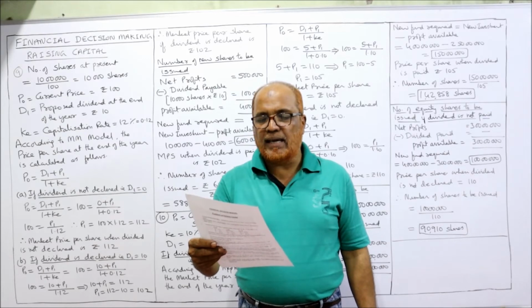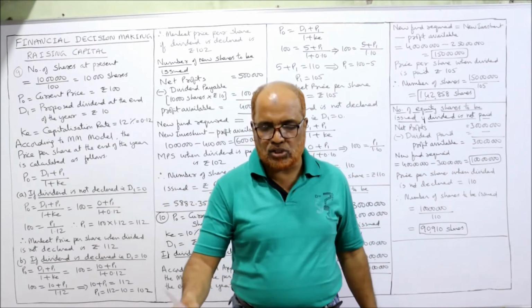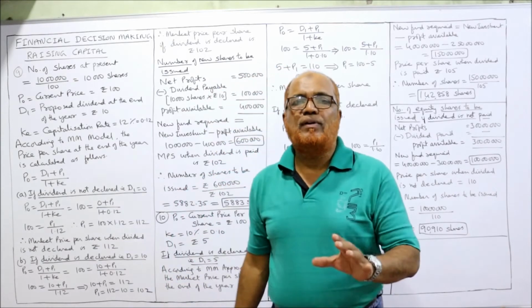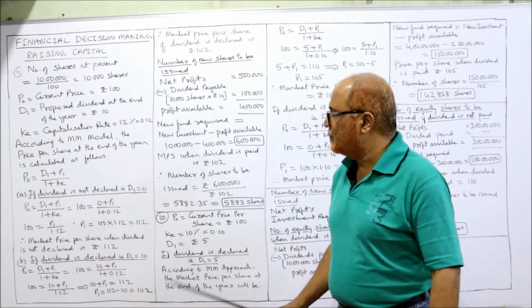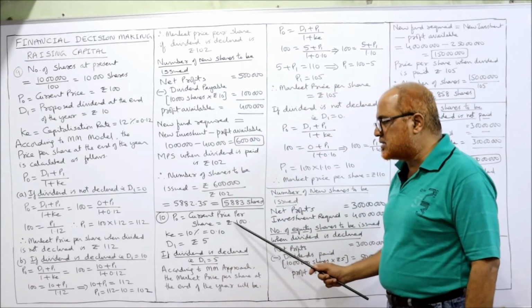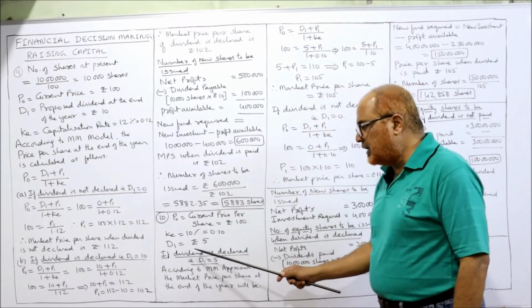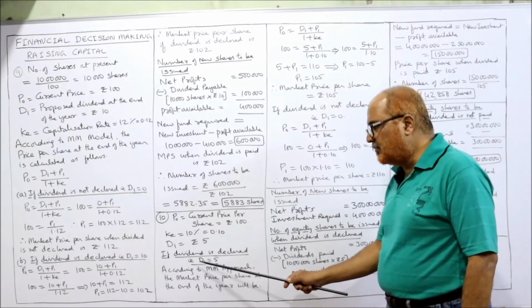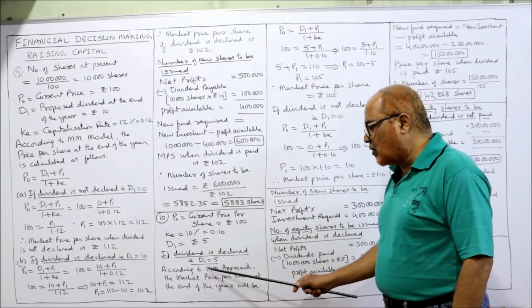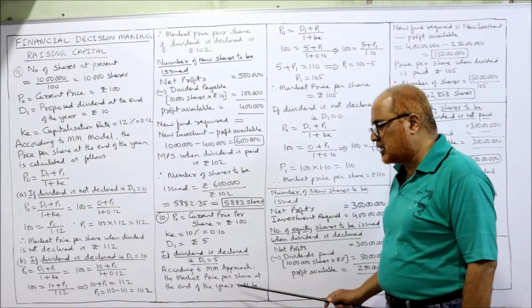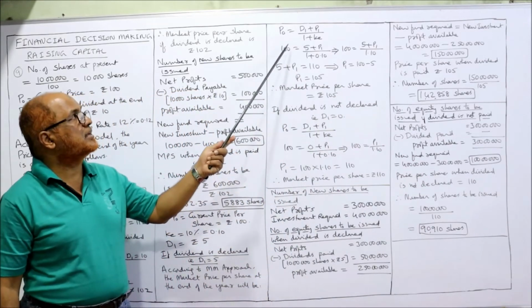Using the approach, calculate the market price per share if dividend is declared and if dividend is not declared. First of all, we find out what is the market price per share at the end of the year in both situations. Now see here, P0, the current market price, is 100 rupees, Ke is 10%, 0.1, D1 is 5 rupees. If dividend is declared, that means if D1 is equal to 5, what is the market price at the end of the year? According to the approach, the market price per share at the end of the year is P0 is equal to D1 plus P1 divided by 1 plus Ke.